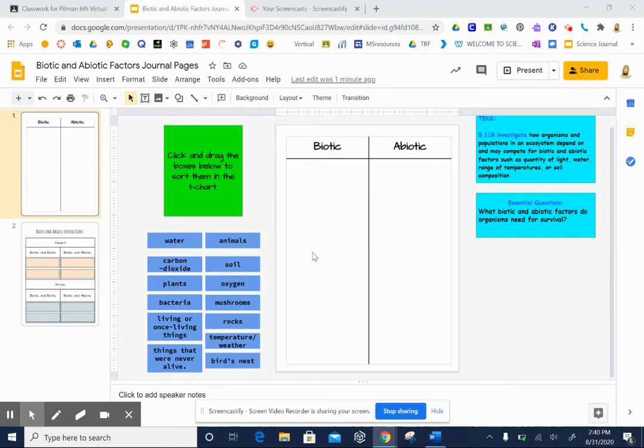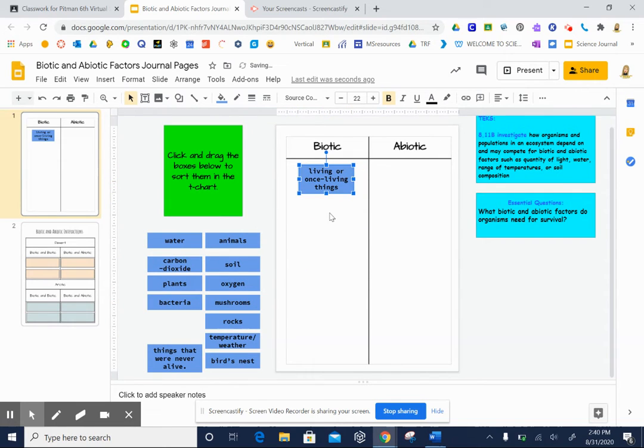Okay, now let's go over the answers. First of all, we need to remember the definitions. Biotic is a living or once living thing. So that means if it's dead, for example, in the fall when the leaves fall off the trees and land on the ground, they're considered biotic because they are once living things. Those leaves were once alive. Abiotic is going to be our non-living things, so things that were never alive.